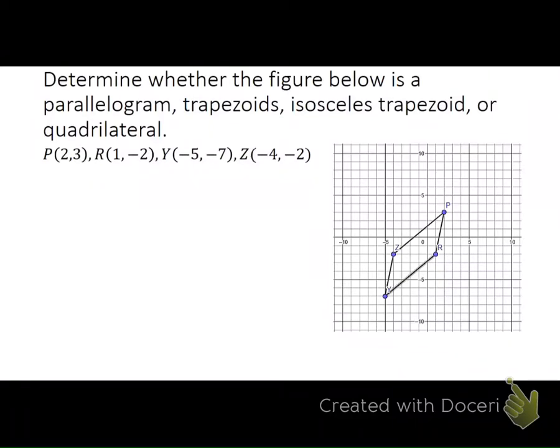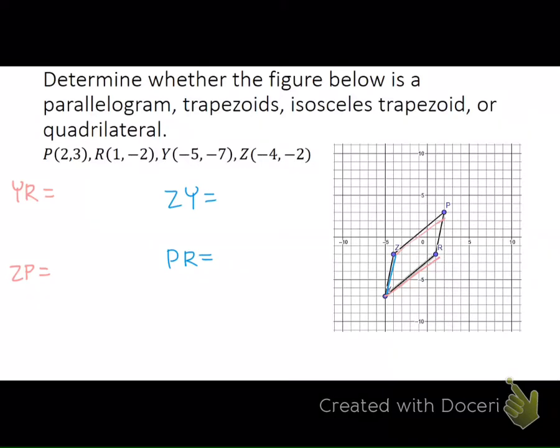So first tell me, what are my opposite sides, Hunter? Give me a set of opposite sides. YR and ZP. So we have to check if opposite sides YR and ZP are parallel, right? What's my other set of opposite sides? Go ahead, Greg. ZY and PR. So the first thing we're going to do is determine our opposite sides, so we know which ones we're trying to check to see if they are parallel.